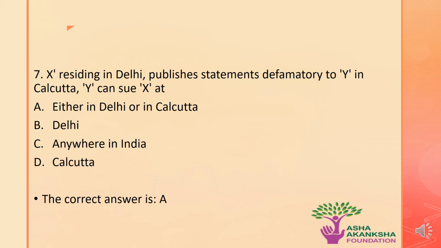The next question is, X residing in Delhi publishes a statement defamatory to Y in Calcutta. Y can sue X at which of the following locations? Options are A. Either in Delhi or in Calcutta, B. Delhi, C. Anywhere in India, or D. Calcutta. The correct answer to this question is option A. That is, either in Delhi or in Calcutta.